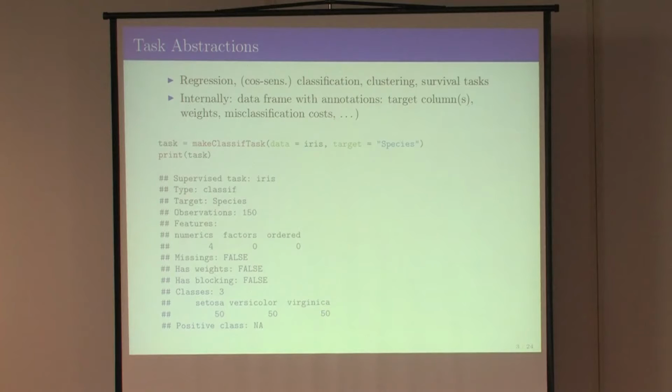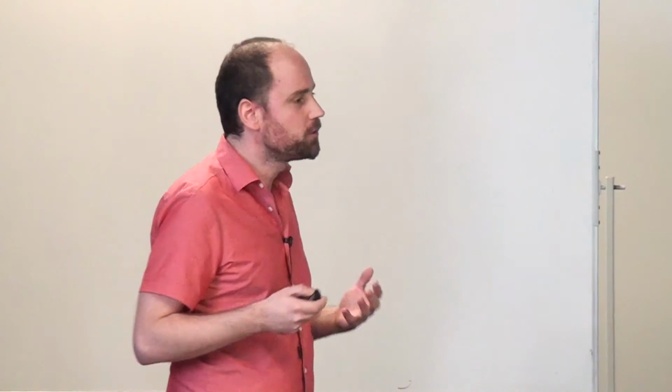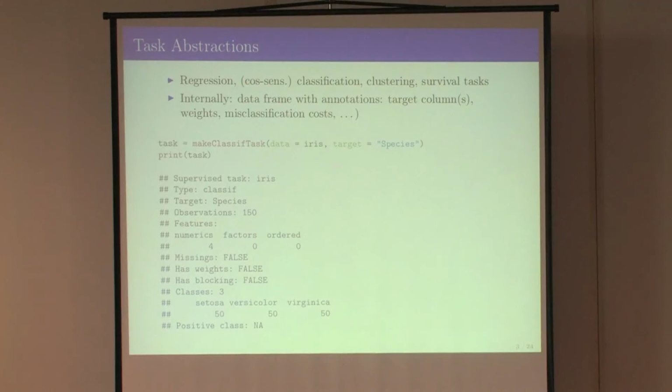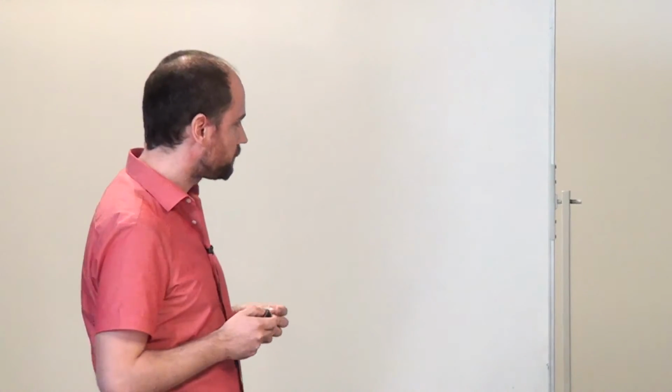Internally, such a task, so Joaquin already told you about tasks in OpenML, tasks in MLR are pretty similar, right? It's a data frame with the input data, so your features, your outputs, and that's annotated. You know which are the target columns. You might have weights in there to weight observations. You might have misclassification costs in there. So it's data with extra meta information, like you want to have it.